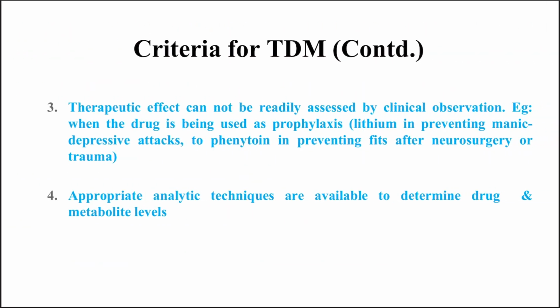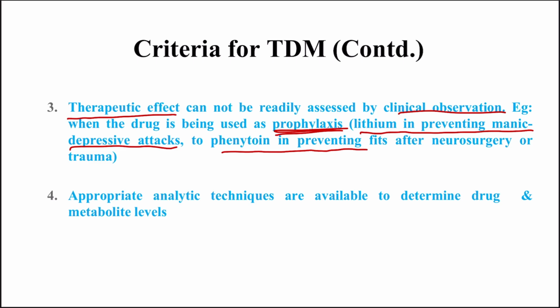Now, coming to the third criteria, that is the therapeutic effect cannot be readily assessed by clinical observation, as I've already mentioned. Example in cases of prophylaxis, very important, like lithium is used in preventing manic depressive attacks, and phenytoin is used in preventing fits after neurosurgery or trauma. So for seeing the prophylactic effect, we actually have a set concentration target, like we know that the particular concentration has to be achieved so as to provide the prophylactic effect.